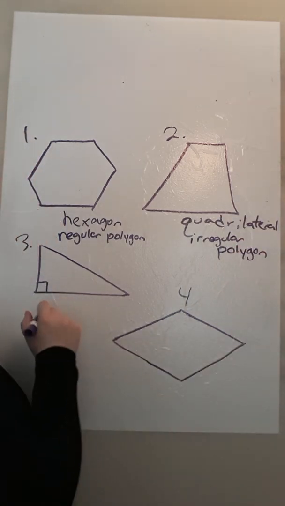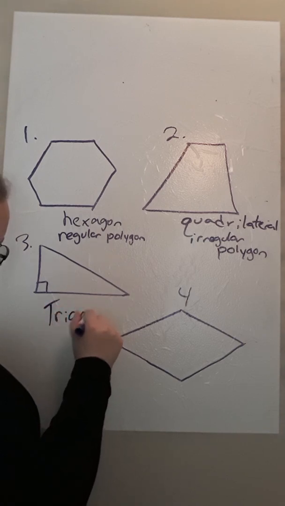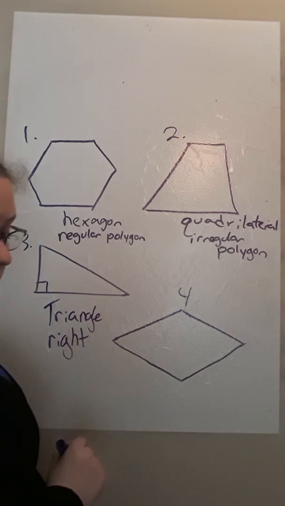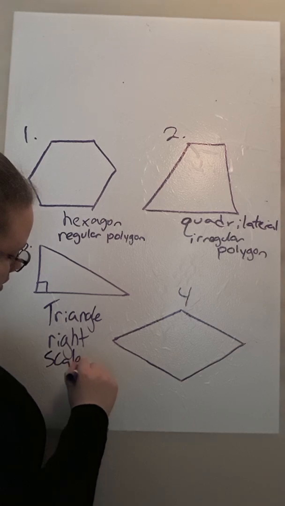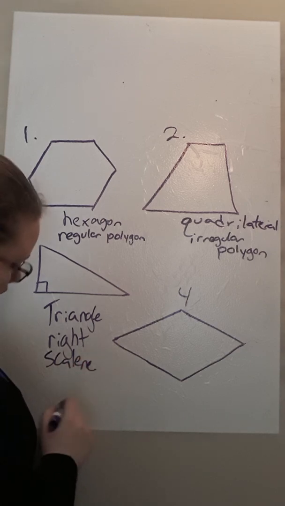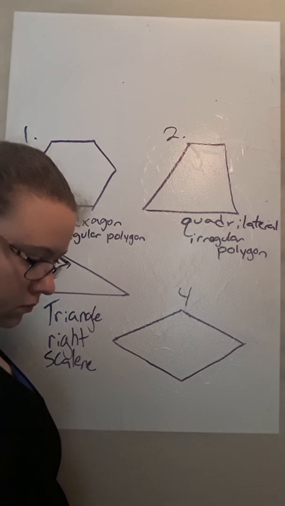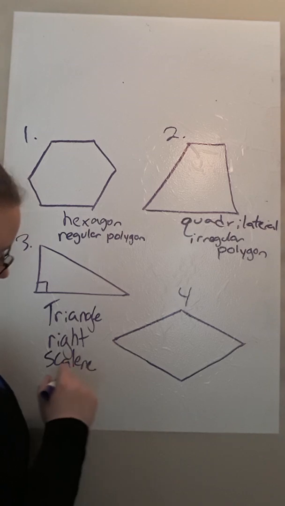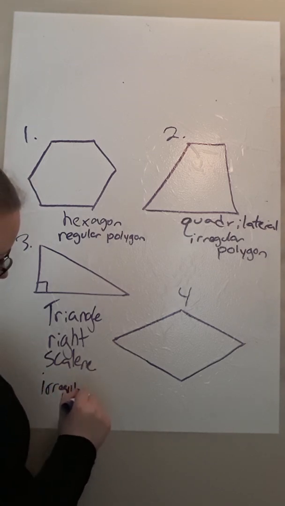Here you have a triangle. Not only is it a triangle, it is a right triangle. We also know that this triangle is scalene, which also makes it a polygon. Yes, polygon. An irregular polygon, because not all sides are the same.